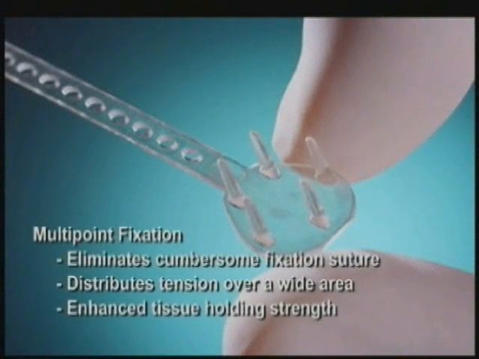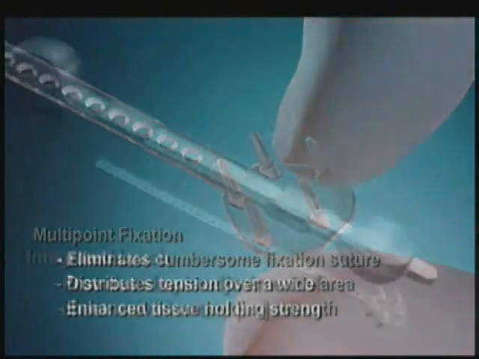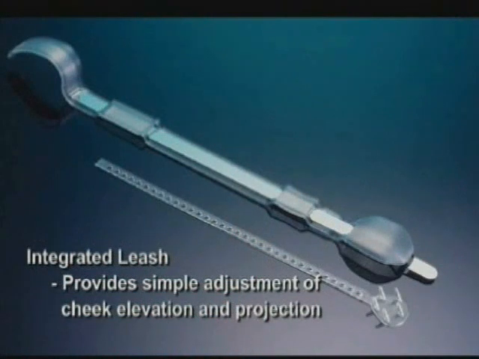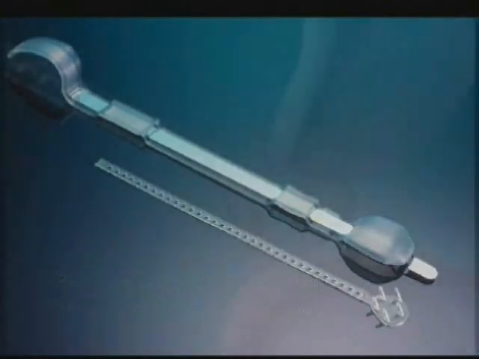The fixation platform utilizes Coapt Systems' proprietary multipoint technology, which eliminates cumbersome fixation sutures, distributes tension over a wide area, and due to the 5 points of fixation, provides enhanced tissue-holding strength. The integrated anchoring leash provides a simple and secure method of adjustment of cheek elevation and projection.